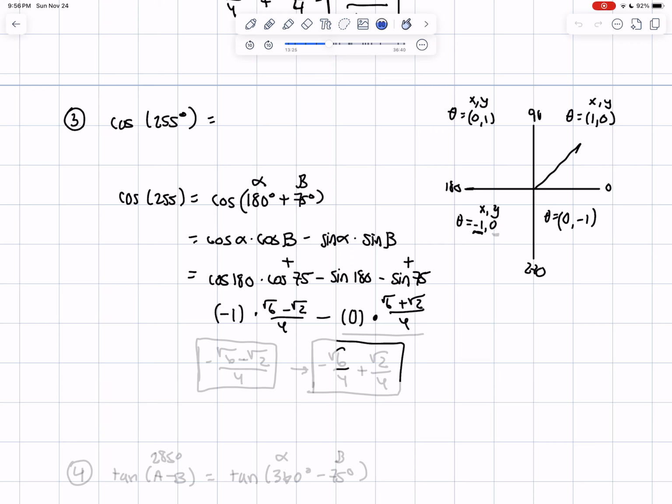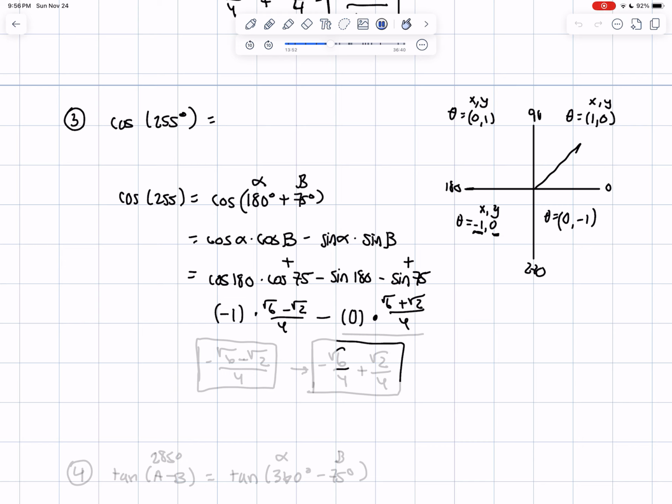So the reason why the cosine is -1 is because it lies on the x coordinate. But the sine is 0 because it lies on the y coordinate. That's how we tell the difference between the two of them. If we were to draw a triangle there, it would also show us that. So this is why the cosine of 180 is -1 and the sine of 180 is 0.